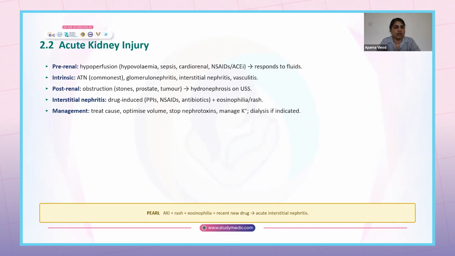Management of AKI is to treat the cause, optimize volume, stop nephrotoxins, and manage potassium because the patient can very quickly go into hyperkalemia and cardiac arrhythmia, and always look after the patient and see if dialysis is indicated.